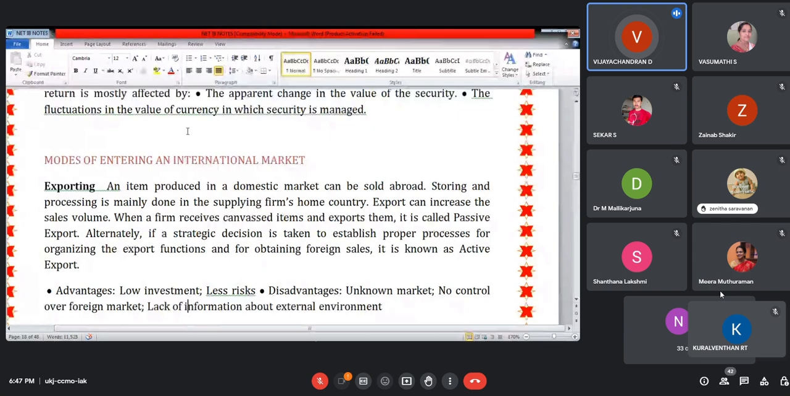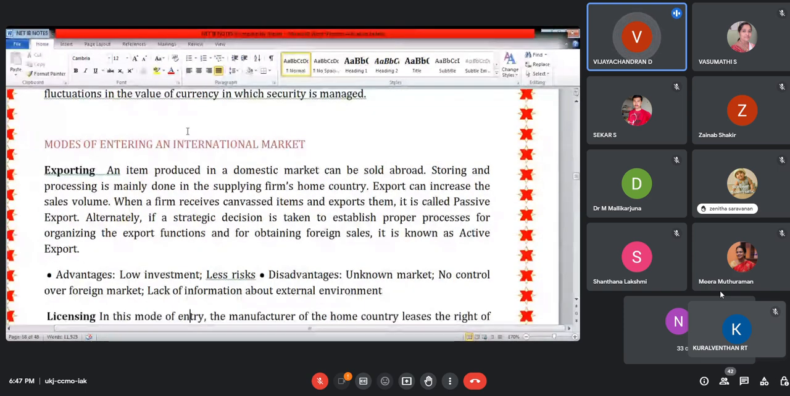So the first simple method is exporting. This is the easiest method of entering into international trade. They will sell their domestic product abroad. The storing and processing will be done by the supplying firm. So exports can increase the sales volume. In this case, there is no complication. You need not set up any business abroad. Simply your product will be exported to other countries, so without any heavy investment, you can sell the product.